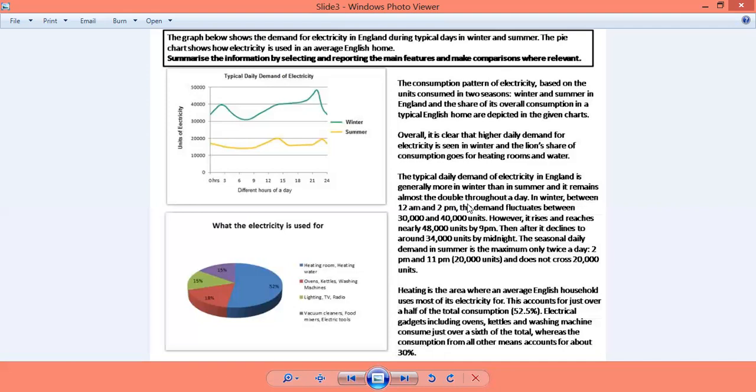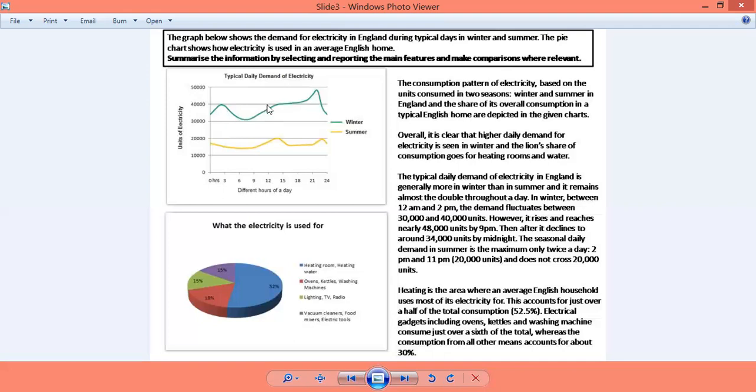In winter, between 12 a.m. and 2 p.m., the demand fluctuates between 30,000 and 40,000. 12 a.m. यहाँ पे है, and 2 is almost over here, and it is said that the demand has kept on fluctuating. ऊपर से नीचे जा रहा है.